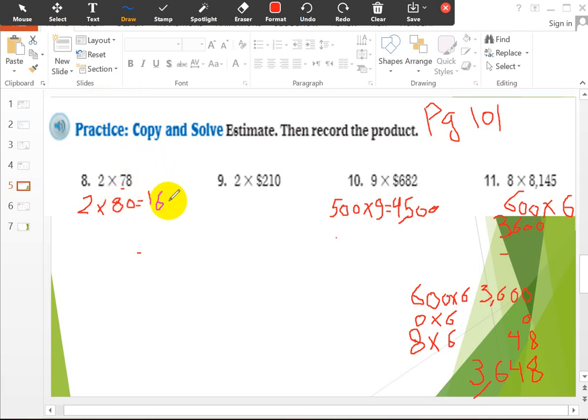So 16, I will put 0 next to the answer, so it will be 160.